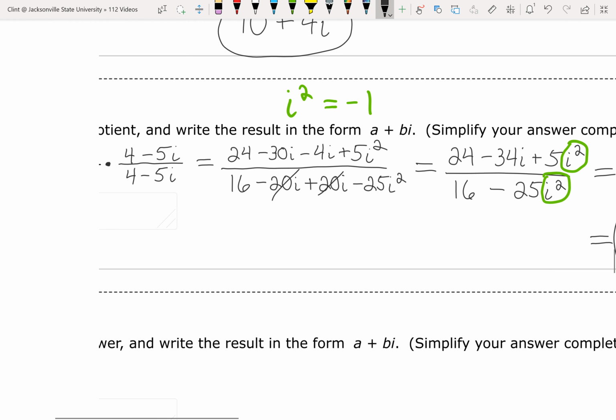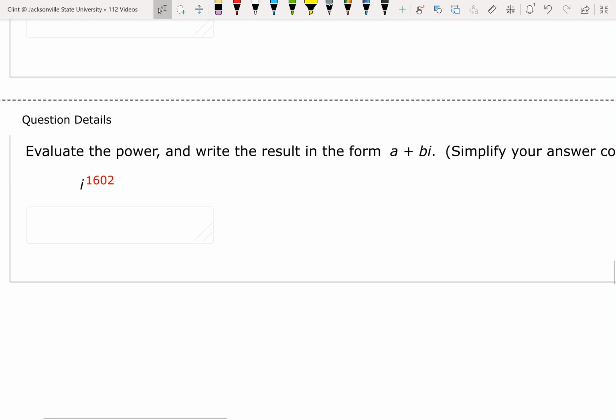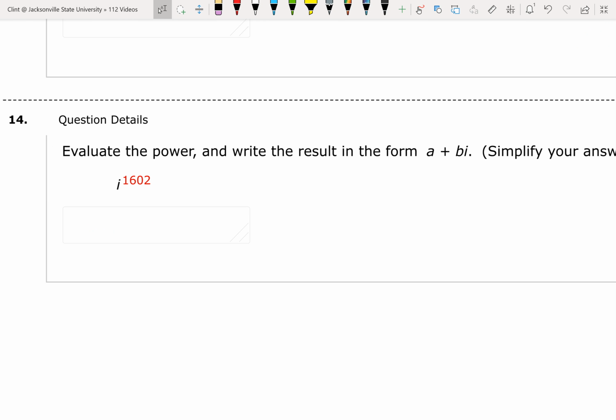Okay. Oh boy. 14. i to the 1,602 power. And remember on these, the strategy I showed you in the video is looking for powers of 2. So we could rewrite this. It's i squared to what power? Well, if 1602 is even, so 1602 divided by 2 gives us 801.